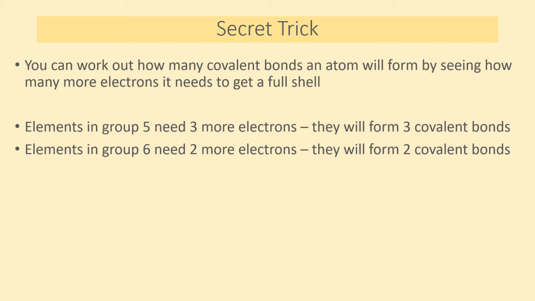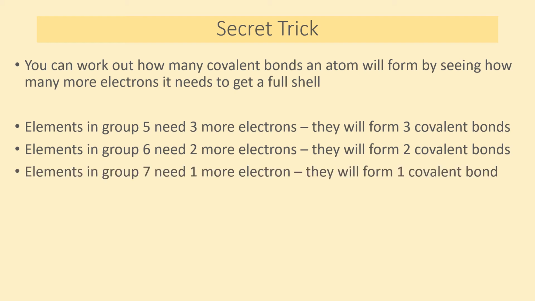And elements in group 7 need 1 more electron. Well done. So they will form 1 covalent bond. Fantastic. Well done if you got that right and worked out the pattern there.